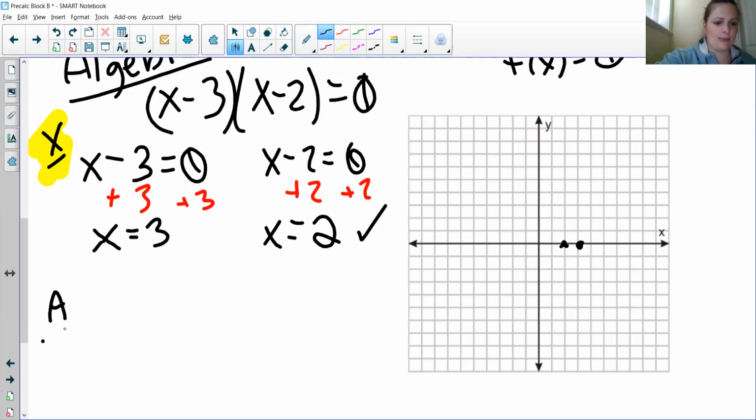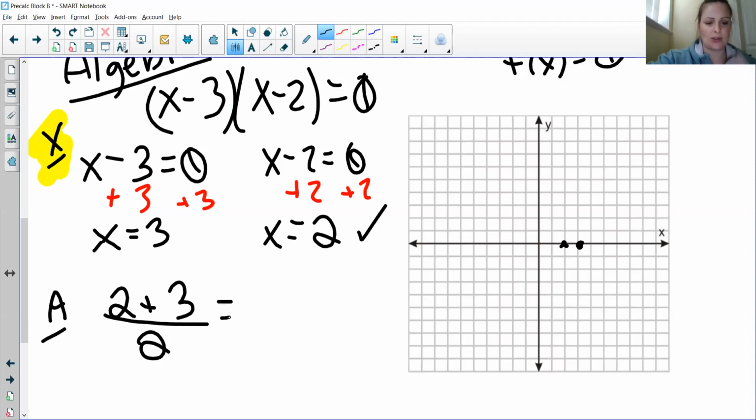The next step, just to remind you, is the axis of symmetry. So you would take 2, add it with 3, and divide by 2, because these are your 2 x-intercepts. You add them together, divide by 2, you get 2.5. So your axis of symmetry is down between the 2.